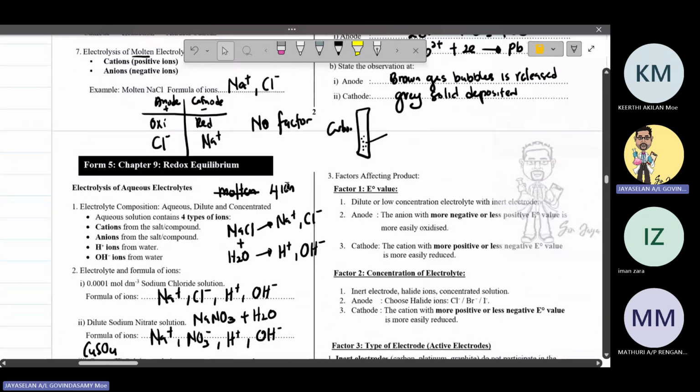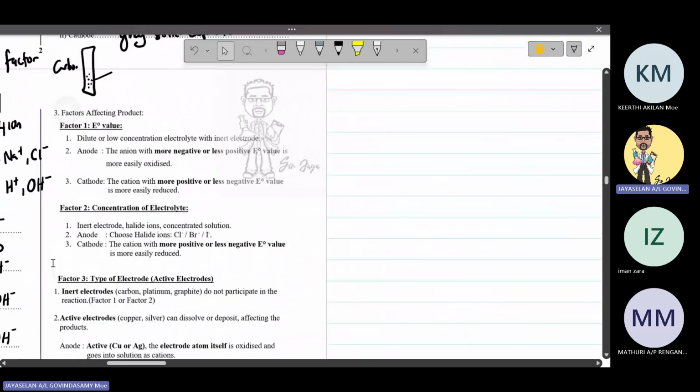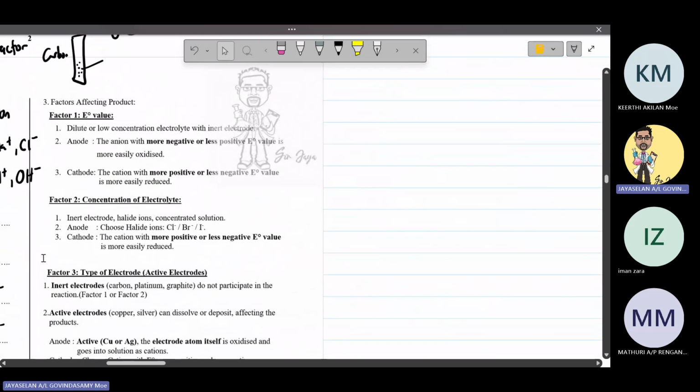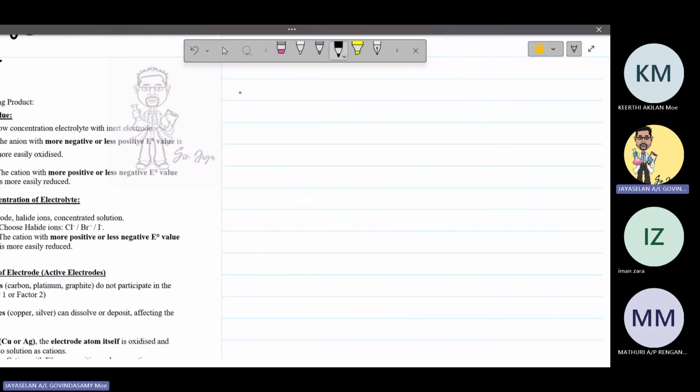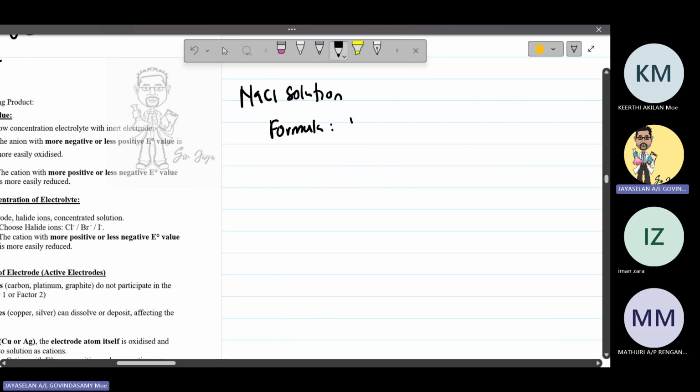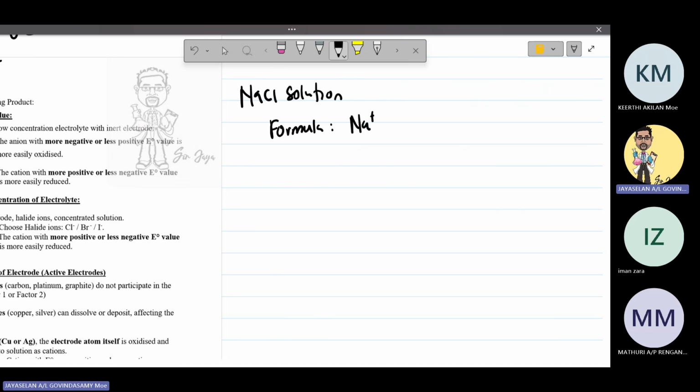Okay, done. Now kita tengok apa benda ni. Kita ada 3 factor. So what is 3 factor? Let's say they give you sodium chloride solution. They minta kamu buat formula of ion. Saya nak kamu hafal benda ni. Formula of ion tiada molten. Bila tiada molten, sodium ion, chloride ion, dua lagi you take from the water like this, right?